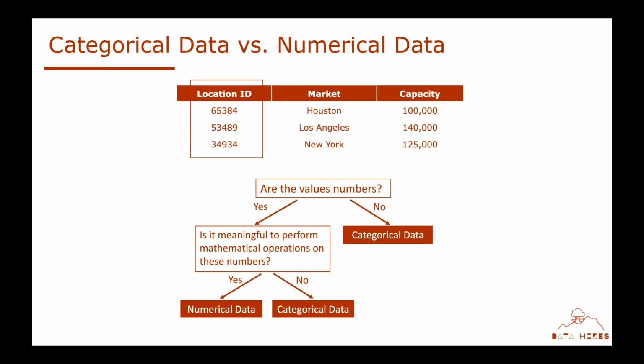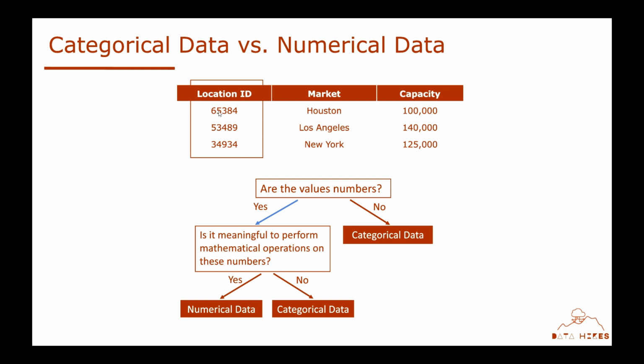Let's look at the table that we were seeing before, right? The first column is a location ID. Let's look at the first question we have. Are the values numbers? The answer to that is yes, these are definitely all numbers. Now we go down this path. Is it meaningful to perform mathematical operations on these numbers?